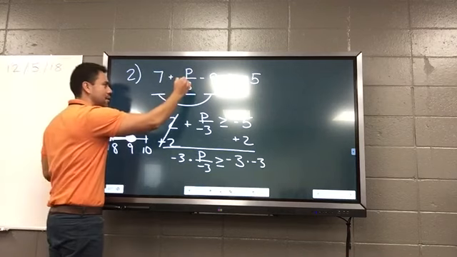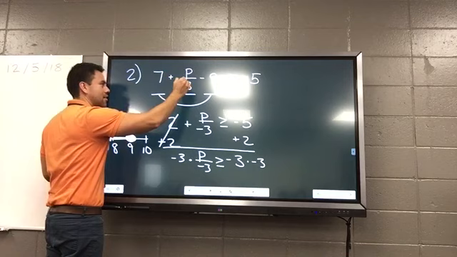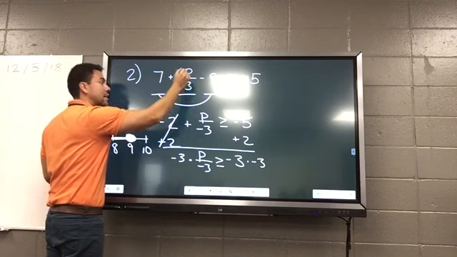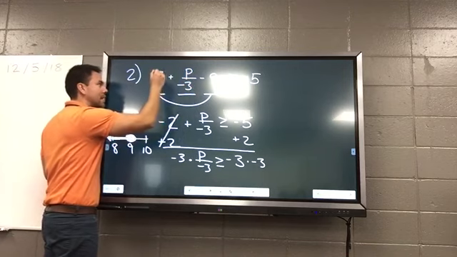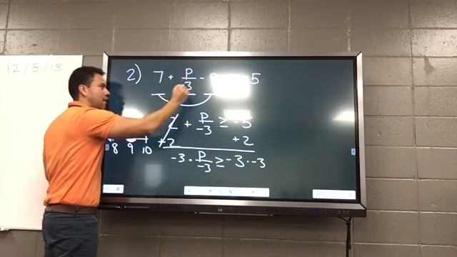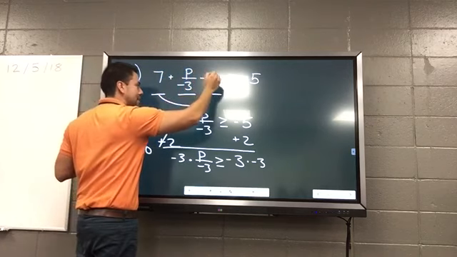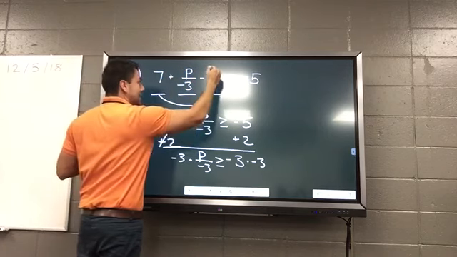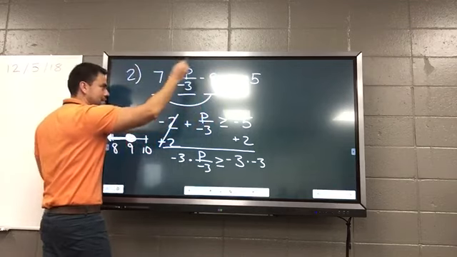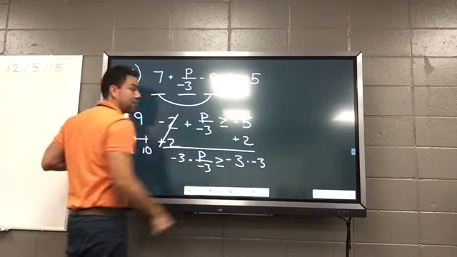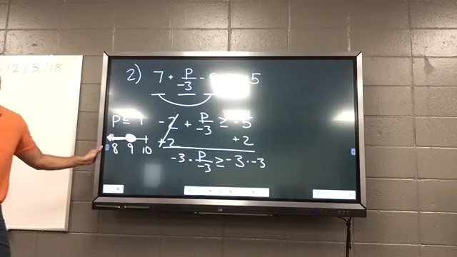What's 9 divided by negative 3? Negative 3. What's 7 plus negative 3? 4. What's 4 minus 9? Negative 5. Is negative 5 greater than or equal to negative 5? Yes, so it does work.